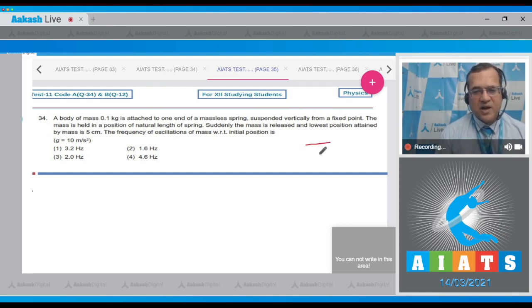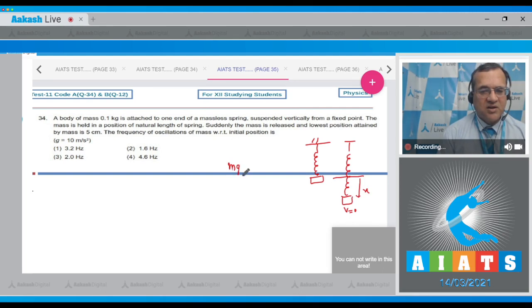Now this was the spring under natural length, and it was suddenly released from here, then it goes to this position, let's say x down here, where the velocity is 0. Then the gravitational potential energy loss should be equal to the energy stored in the spring, half of k x square. Then x is equal to 2mg/k.